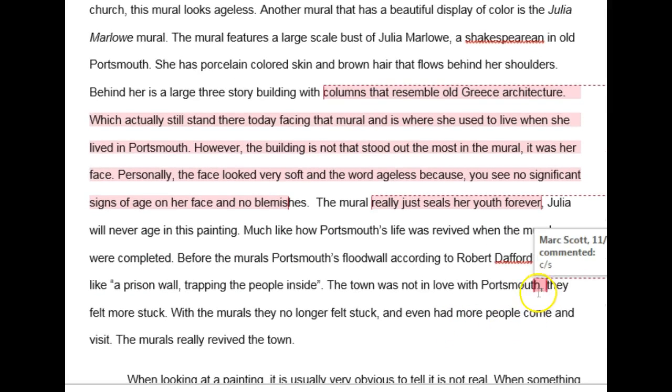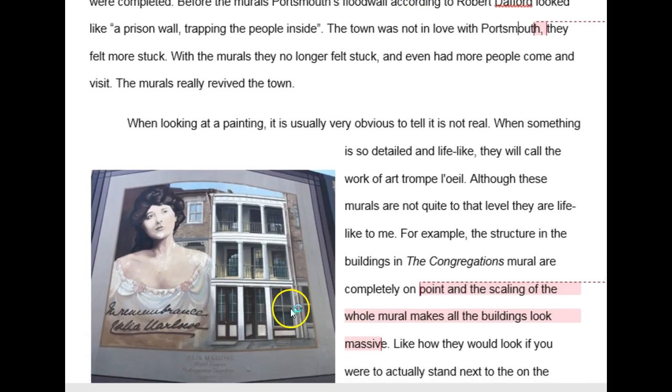Here I noticed is the other place that I noticed a comma splice. So you have a sentence here and a sentence here, and you've combined them with just a comma. All right.